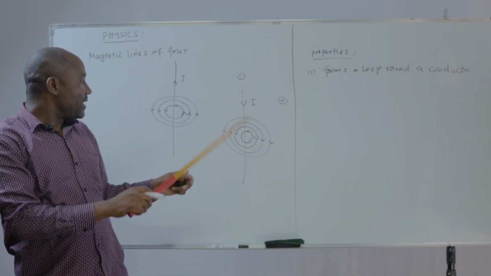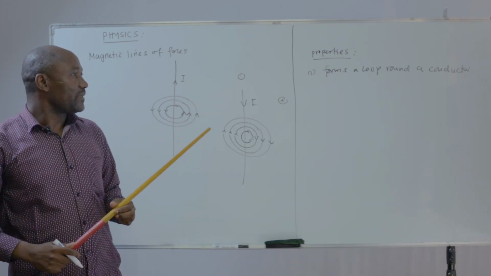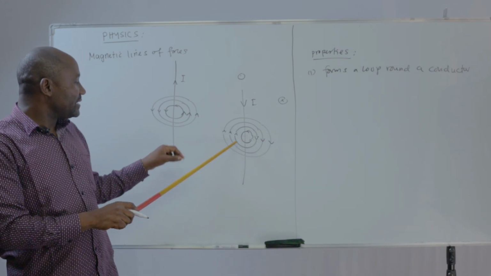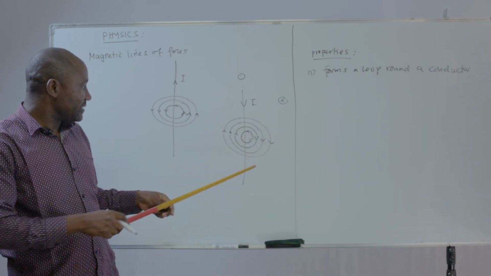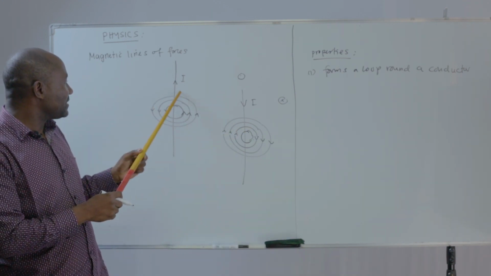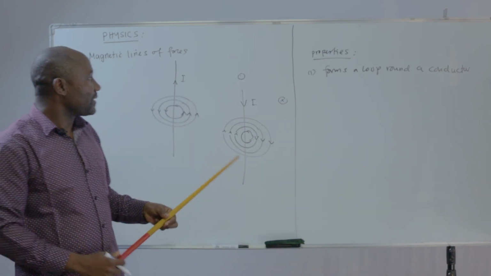So they form a loop around the conductor. That's property number one. Property number two: the magnetic line of forces here, you can see the way they are originating from these different diagrams, when the current is getting out, and the current is going into the plane.